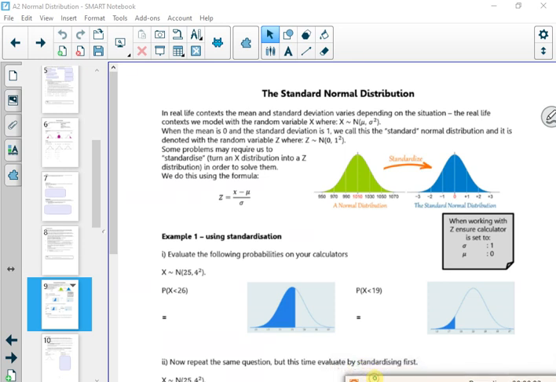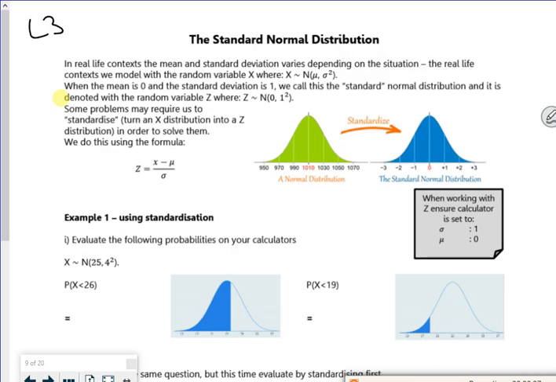Hi everyone, so this is lesson three of the normal distribution pack, and it talks about standardising.